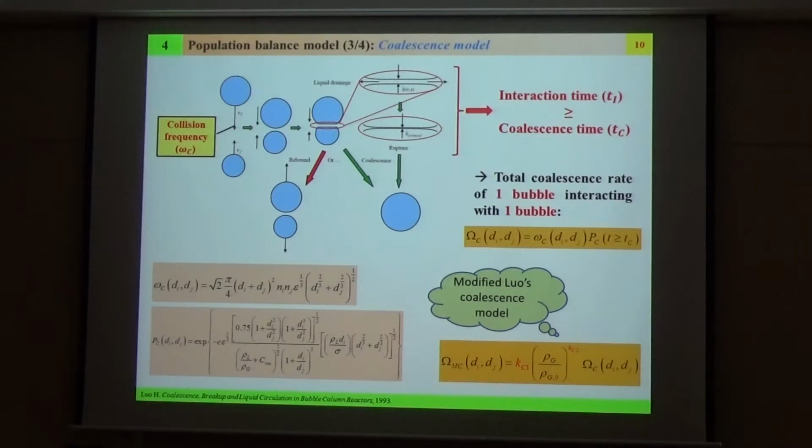To estimate the collision rate, we assume that only two bubbles can touch together with a collision frequency, and if the interaction time is larger than the collision time, two bubbles can coalesce into a big bubble with the total coalescence rate like that. To take into account the effect of pressure, we add a pressure correction factor inside the pressure column. You can see right here.